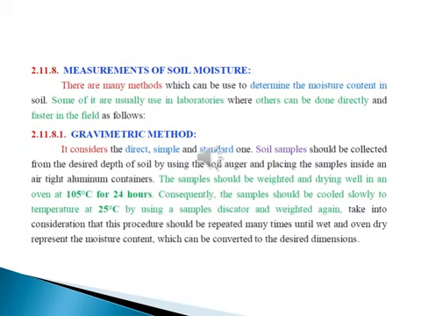Measurements of soil moisture. There are 9 methods which can be used to determine the moisture content in soil. Some of them are usually used in laboratories, whereas others can be done directly and faster in the field. Gravimetric method. It is considered the direct, simple, and standard one. Follow it by yourself, my dear.